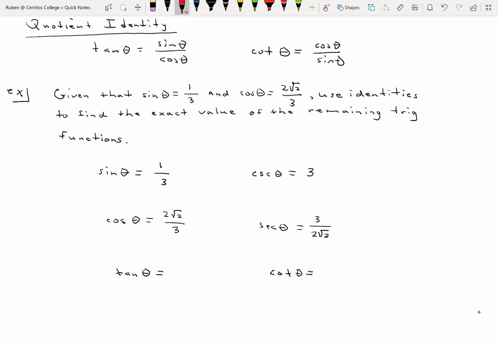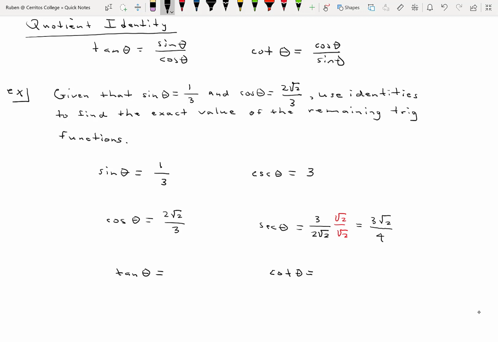And just for a little practice, if you were asked to rationalize the denominator, you would multiply numerator and denominator by radical 2. And you would end up getting 3 radical 2. Now, what would be in the denominator? Well, you have 2 radical 2 times another radical 2. Well, radical 2 times radical 2 is 2. Times 2 is 4. Okay.